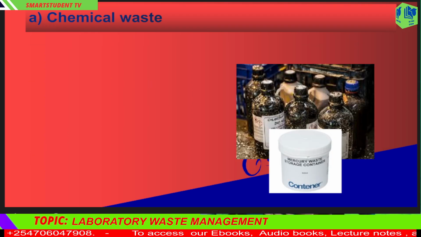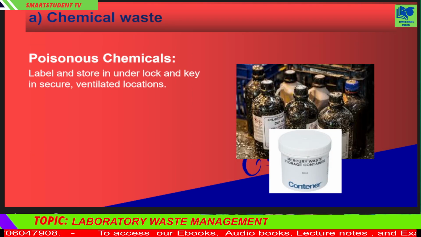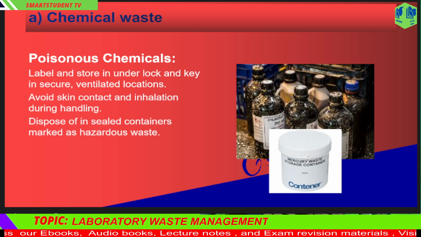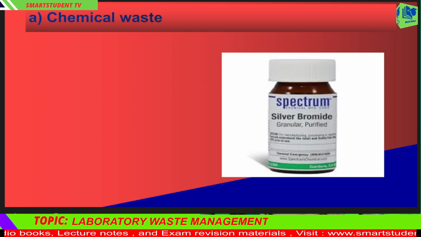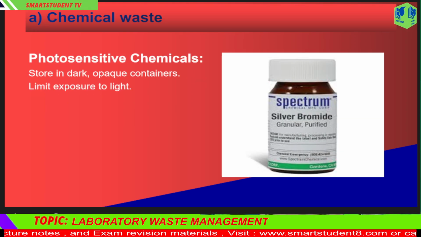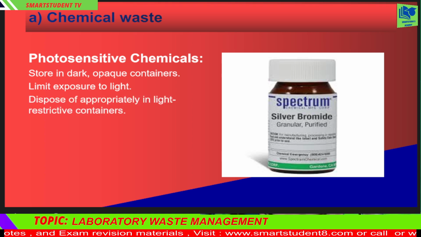F. Poisonous chemicals. Label and store under lock and key in secure, ventilated locations. Avoid skin contact and inhalation during handling. Dispose of in sealed containers marked as hazardous waste. G. Photosensitive chemicals. Store in dark, opaque containers. Limit exposure to light. Dispose of appropriately in light-restrictive containers.